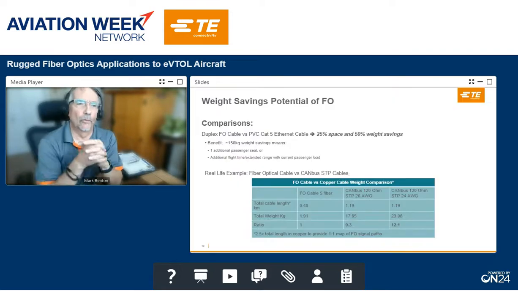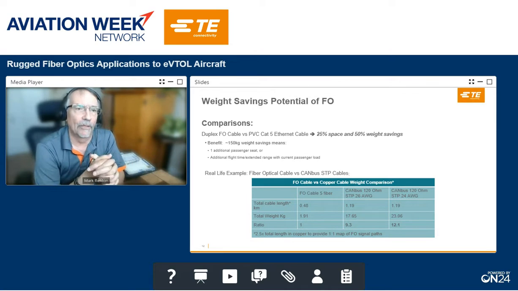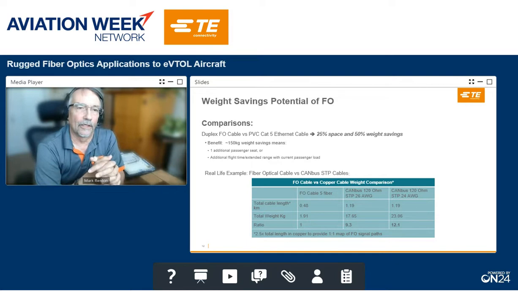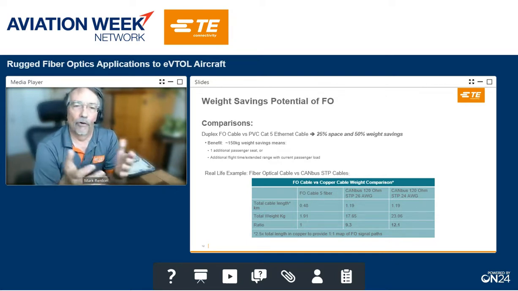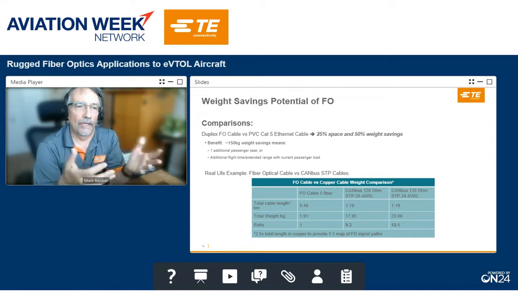If you look at weight savings, that's another conversation that you have, again, because you're looking at battery life and that. If you look at a couple of examples, using Ethernet cables as a typical example, and you compare a duplex fiber optic cable, which is what you typically use for an optical Ethernet link, to a PVC Cat5 cable, rough order of magnitude, you'll see about 25% space savings and about a 50% weight savings, because the cables have different construction.